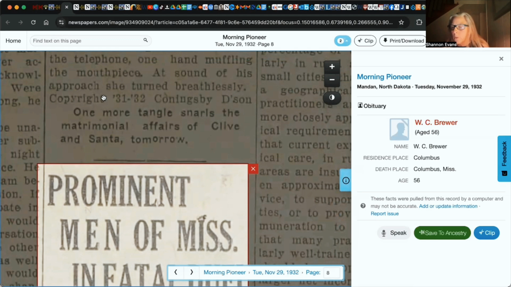We now know where he's buried. We know where he was born. We know that he was a doctor and a surgeon. We know that he drove a fancy car. We know the person that he was in the shootout with. We know that he owned Columbus Hospital.